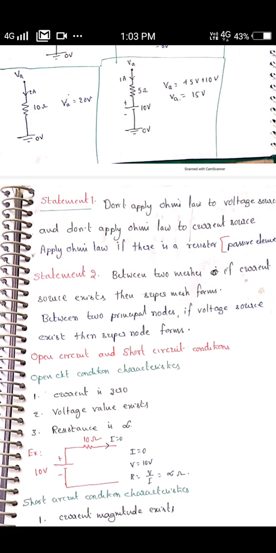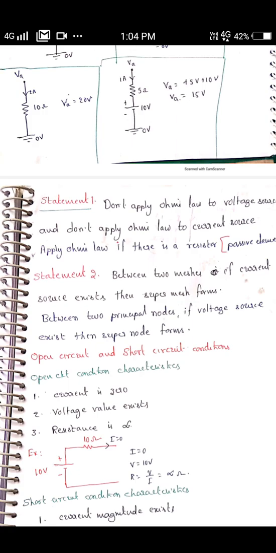Apply Ohm's law if there is a resistor or passive element. And next, if a current source exists between two meshes, then Ohm's law fails there while writing mesh equations. At that time we have to use the super mesh concept.